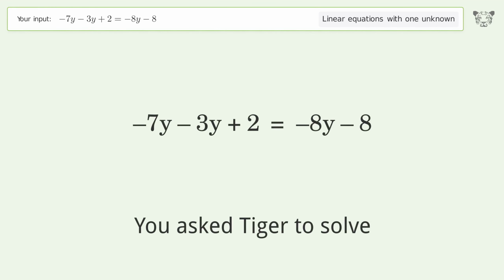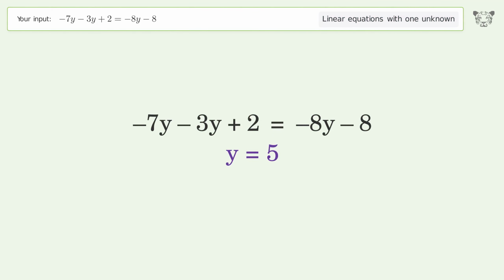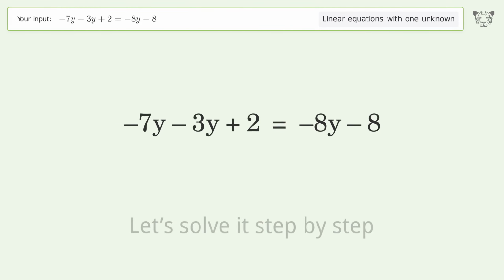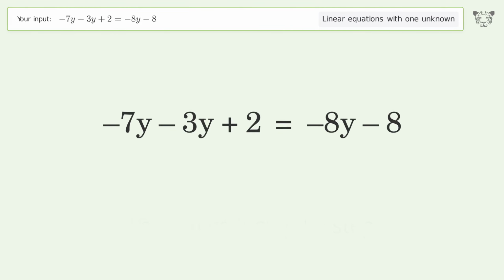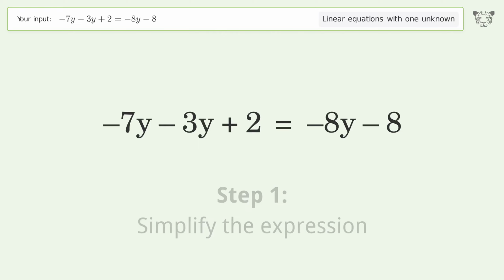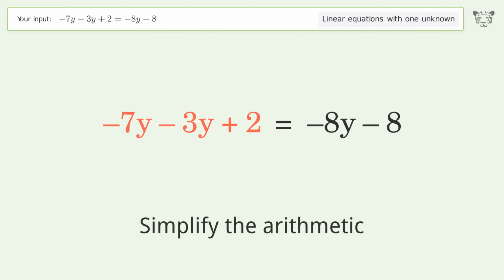You ask Tiger to solve. This deals with linear equations with one unknown. The final result is y equals 5. Let's solve it step by step. Simplify the expression. Simplify the arithmetic.